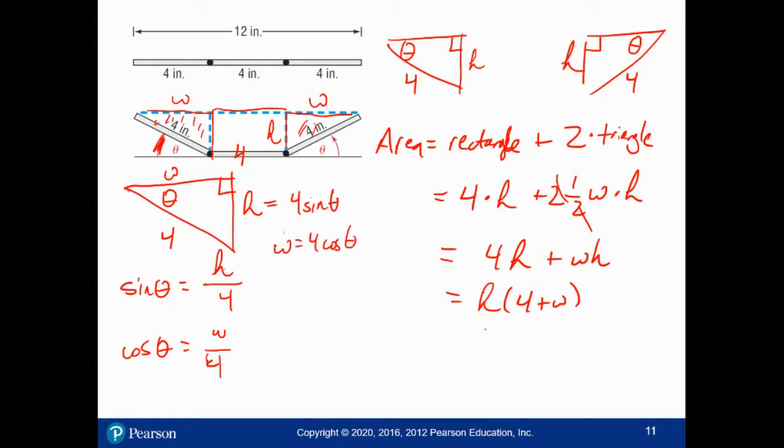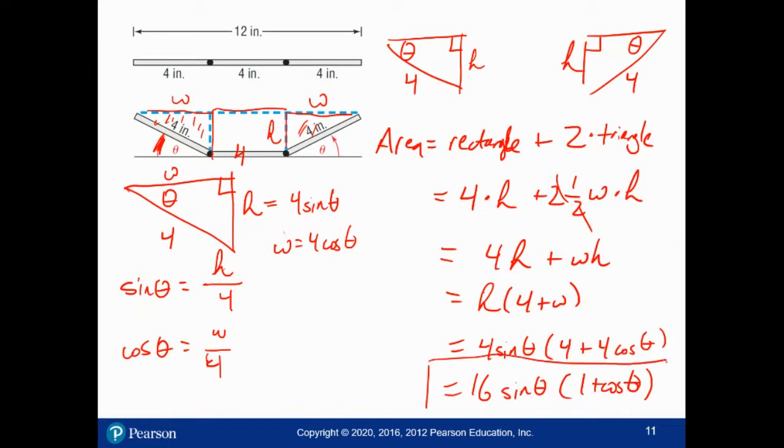Hooray. Now I'm going to plug that in. Okay, so coming back over to the right-hand side, h is 4 sine theta, and w is 4 cosine theta. Now I can factor a 4 out of this second parenthetical term, giving me 16 sine theta times 1 plus cosine theta, which was the formula given in this problem. So the real point of this example isn't just to redo the computations we did in chapter 6. It's here is where that formula comes from. It's an application of right triangles.